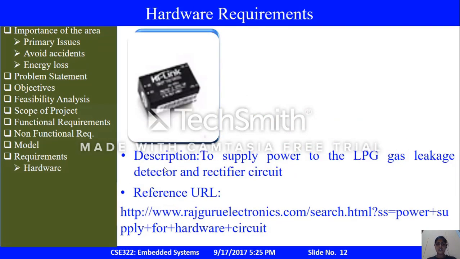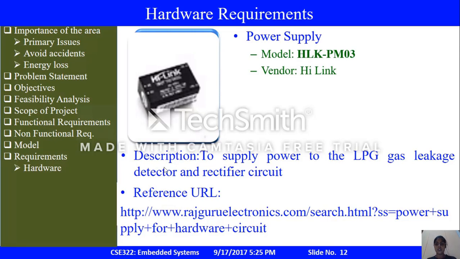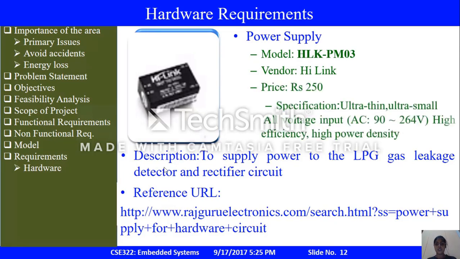The next component we'll be talking about is the power supply. So this will be used to supply power to the LPG gas leakage detector and rectifier circuit. So the model that we'll be using is an HLK PM03. The vendor is Highlink. The price is rupees 250. And the specifications of this are that it is an ultra thin, ultra small power supply source. Although it accepts all voltage inputs and it has high efficiency, high power density.